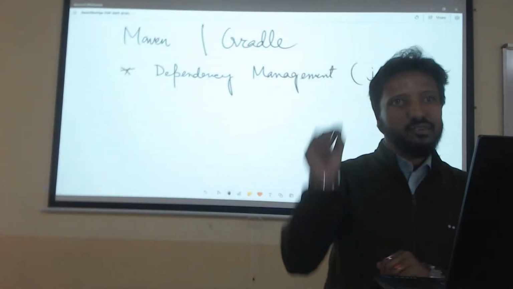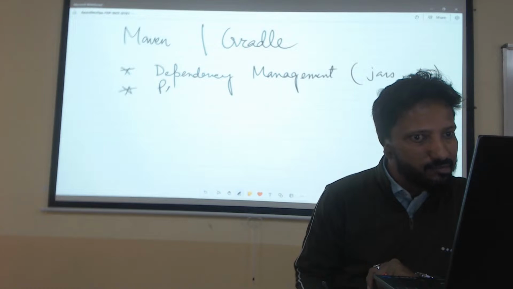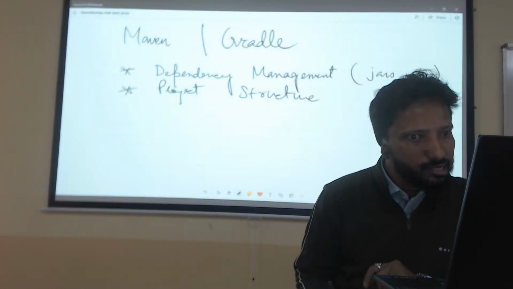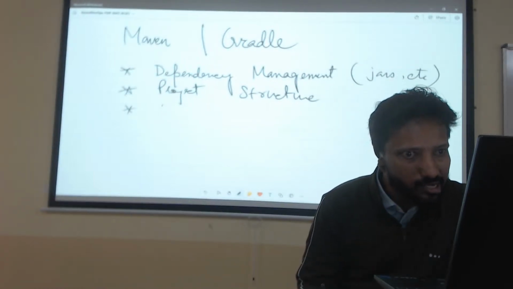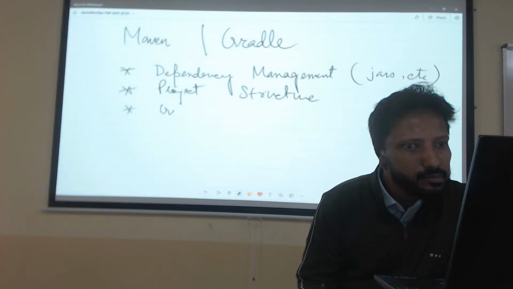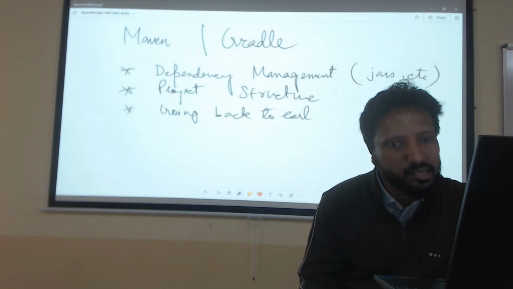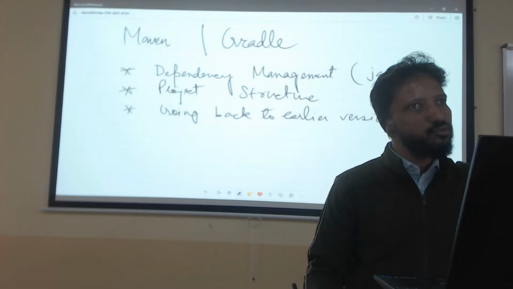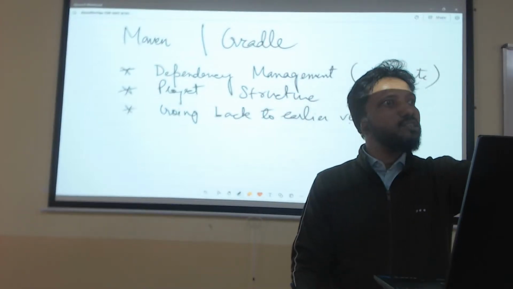Done. So first thing first, dependency management becomes easy. Maintaining the project structure becomes easy. And then third thing, very important, going back to earlier versions also becomes easy. Suppose you want to go to an old version, just write down the old version number, then you go back to that version. All this becomes easy. For proper notes, you can follow that PDF.